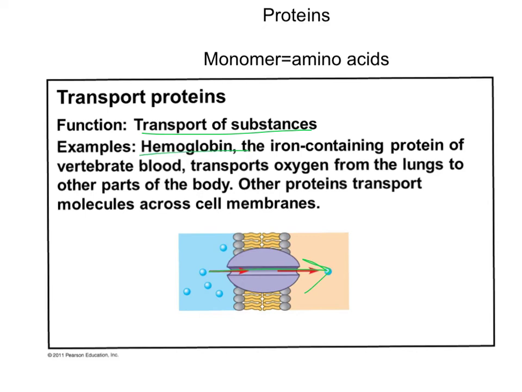The other example they list here is hemoglobin. Hemoglobin is the protein that we find in our blood that helps transport the oxygen to our various tissues, various cells.